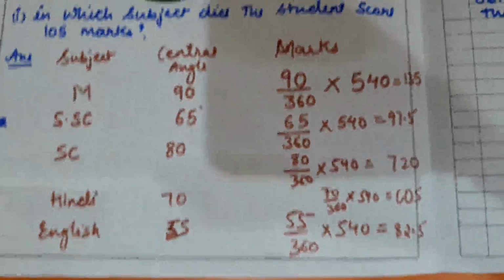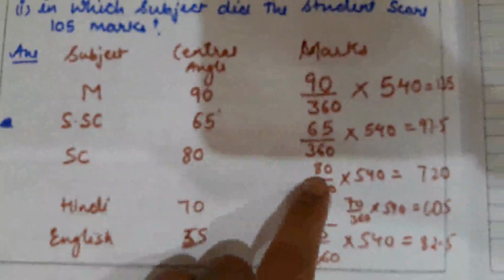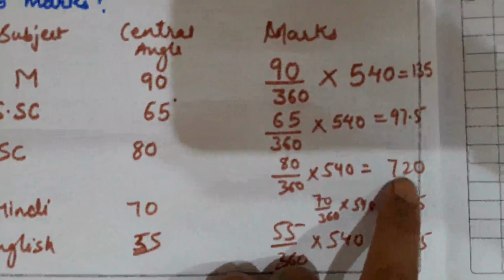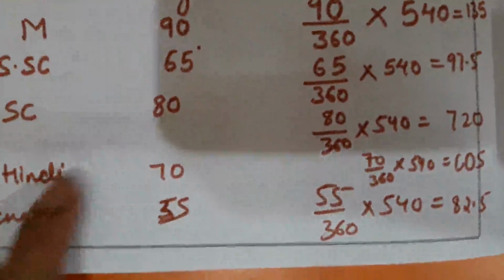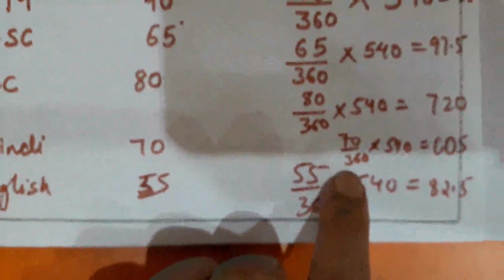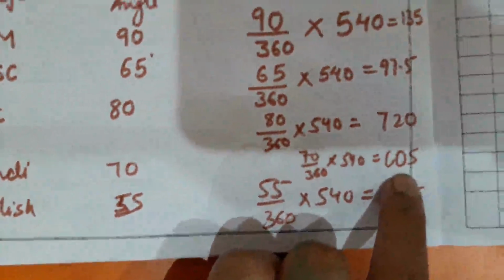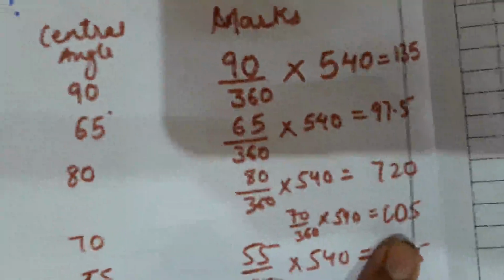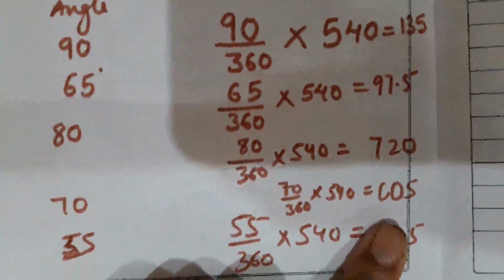Okay, now I have solved for each subject. Science: 80 by 360 into 540, you will get 120. Now Hindi: 70 upon 360 into 540, you will get 105. So in Hindi you are getting 105. This will be your answer for the first part.